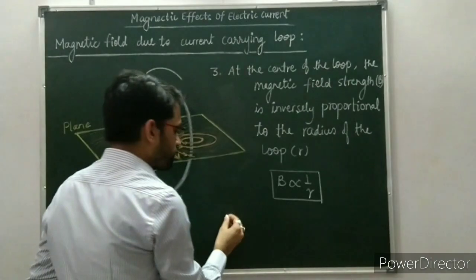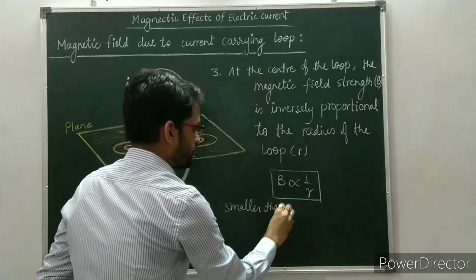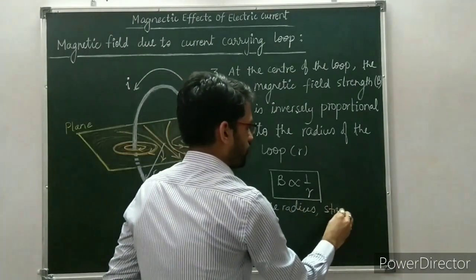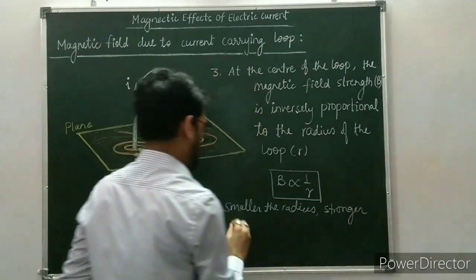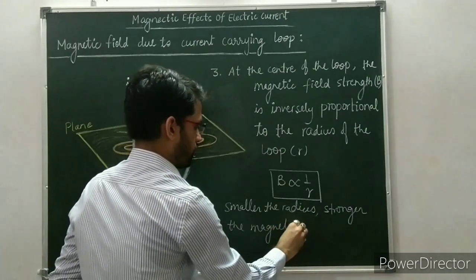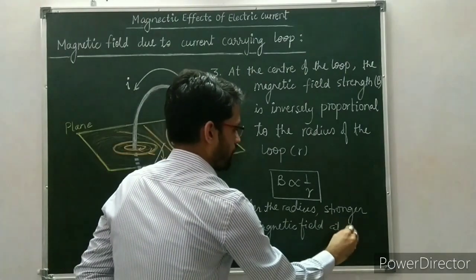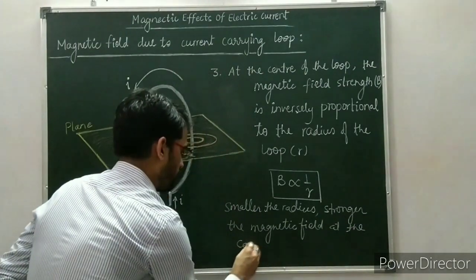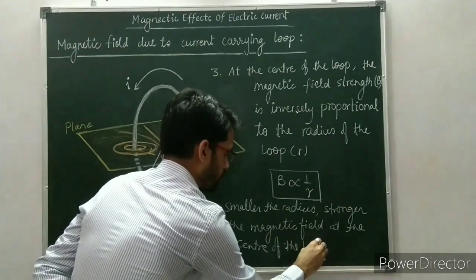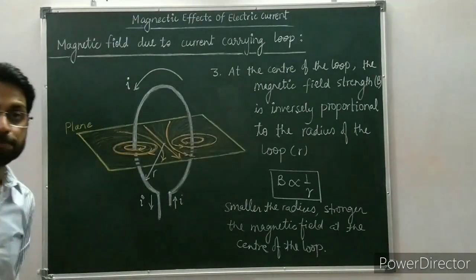Write down: smaller the radius, stronger the magnetic field at the center of the loop. Okay, note it down.